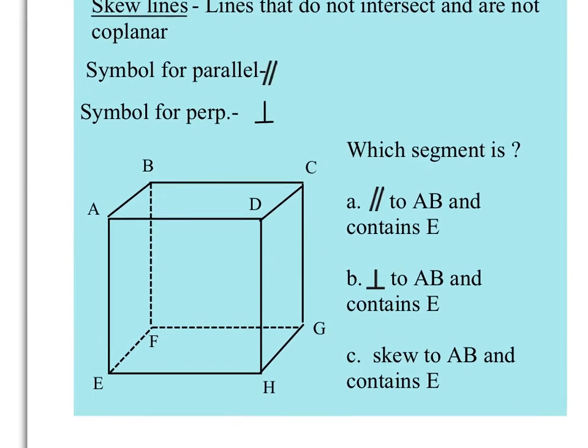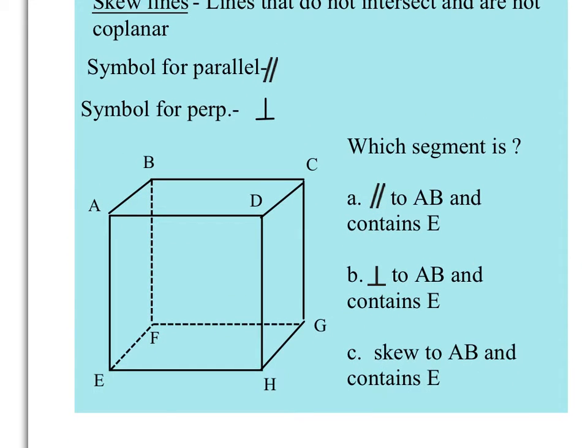And what that means is if we go down here to this cube, letter A is asking what line is parallel to AB and contains E. And by the way, this should have a line over it. Okay, but parallel to AB and contains E is this segment EF. Going on the same plane, never going to intersect. The only line in this diagram that is parallel to AB and contains E is this one right here.